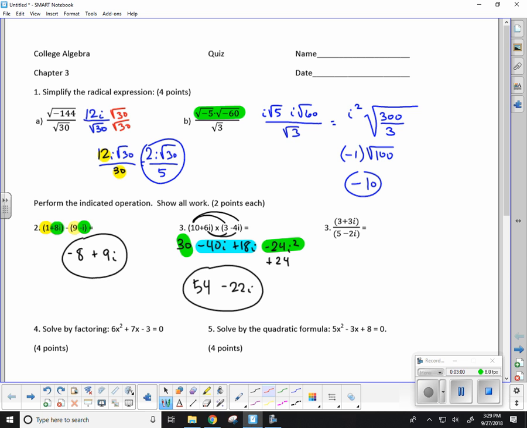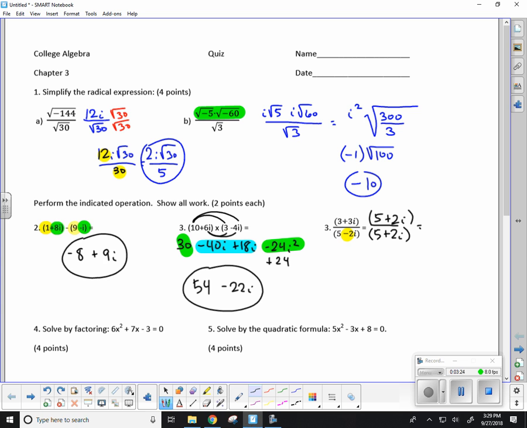Then for the last part, I'm doing division. And in order to do division, I have to do the conjugate. Now, the conjugate requires that I use the opposite sign in the denominator. So I'm going to use 5 plus 2i. And to keep this the same quantity, so I'm not making it bigger or smaller, I'm going to do 5 plus 2i in the numerator.